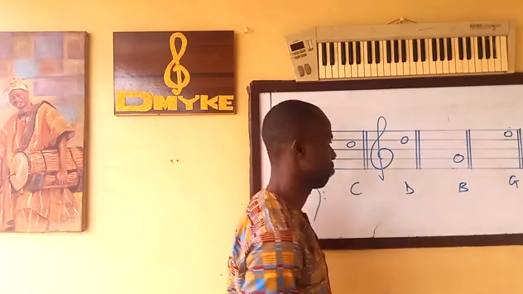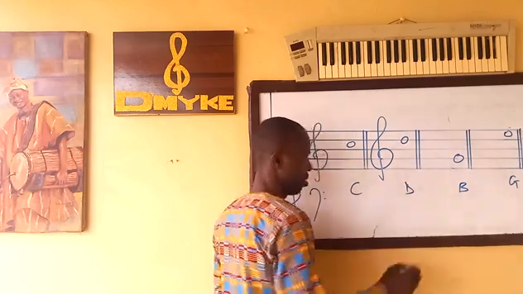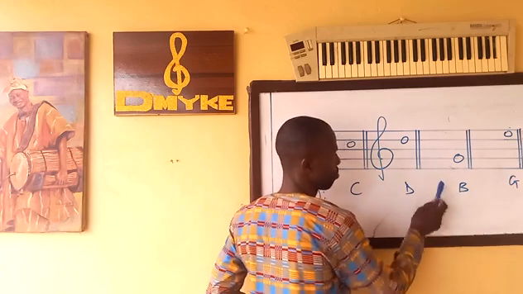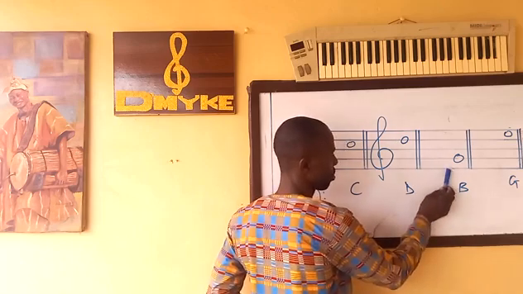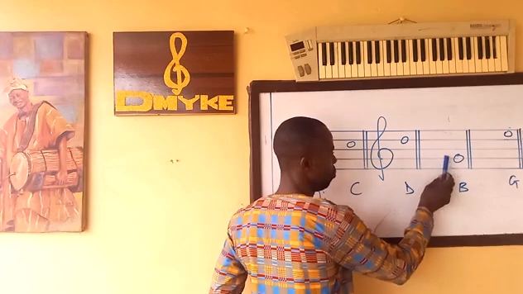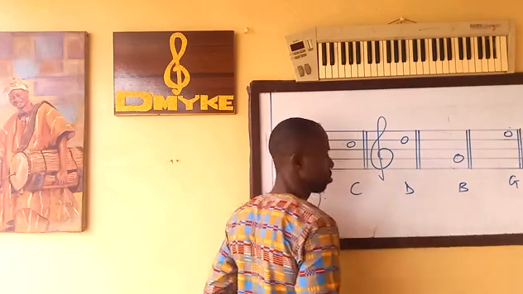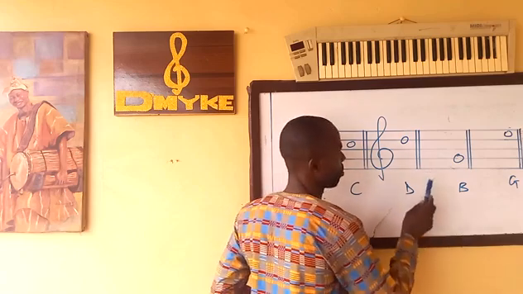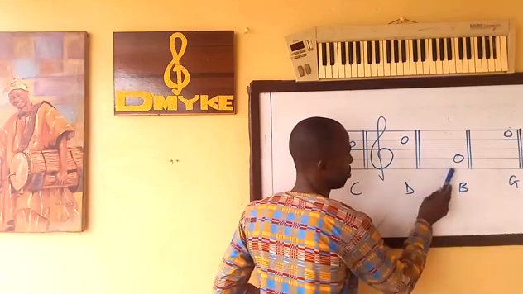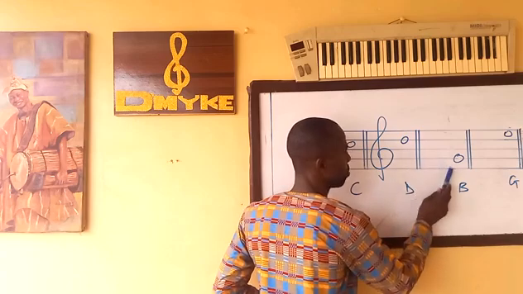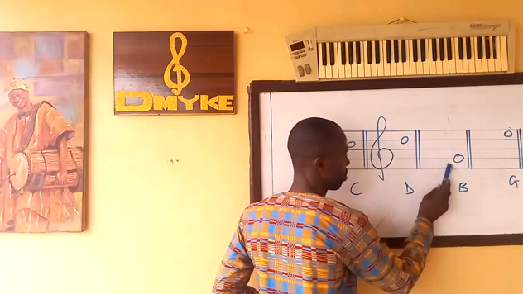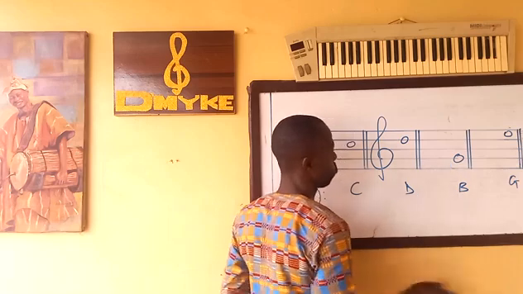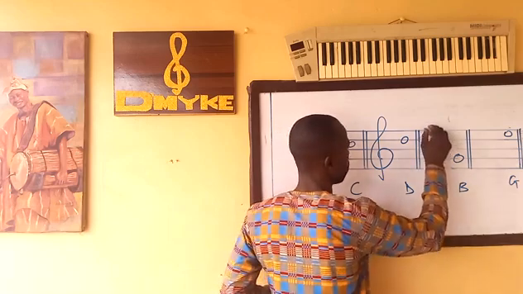Let's check the next one. If this is treble clef, this is line E, E, F, G, and this is B. So let's try the bass clef again. If it is bass clef, this one is G. The line is G, A, B. So it agrees with the bass clef.